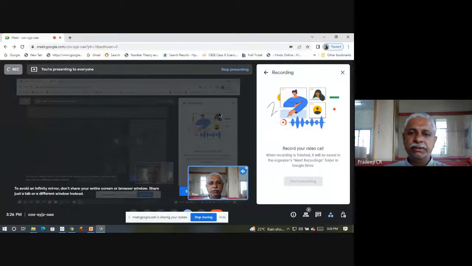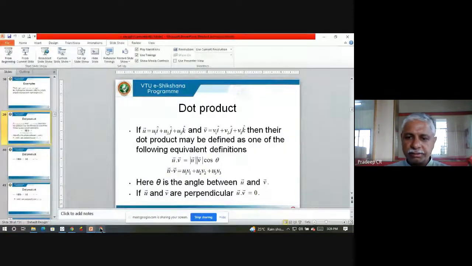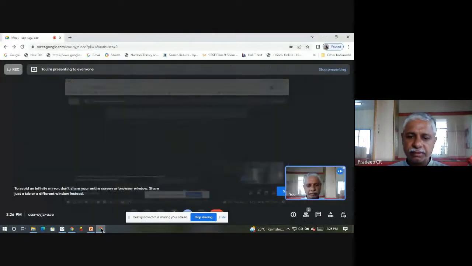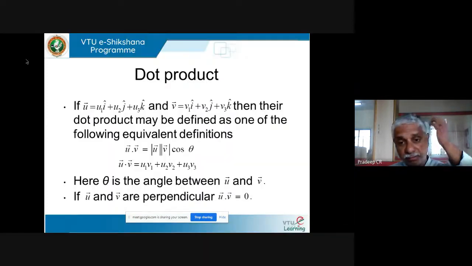We will continue our study of vector algebra. I had told you about certain basic geometry of vectors. Now I want to continue in this. I want to tell you the definition of the dot product of two vectors. Recall, our vectors are all in three-dimensional space.